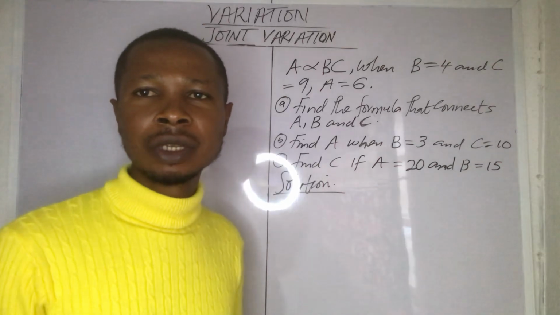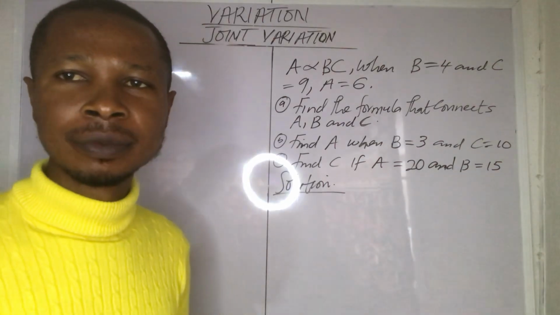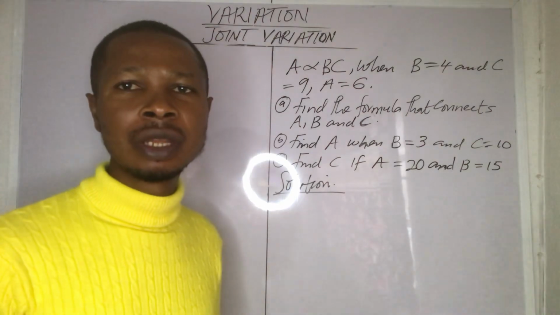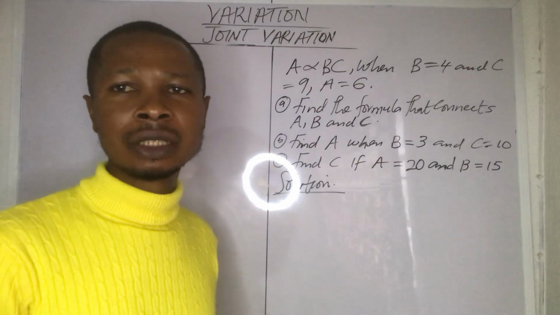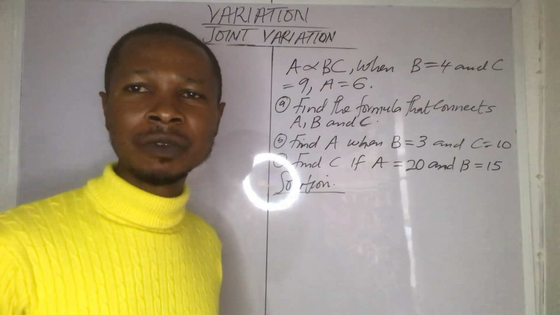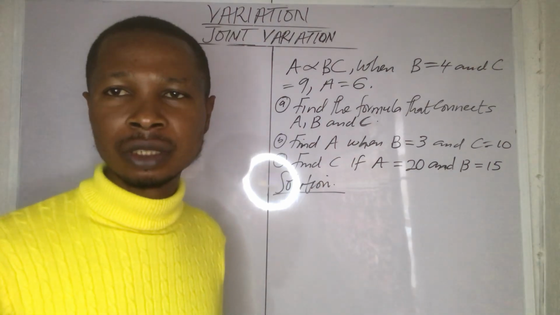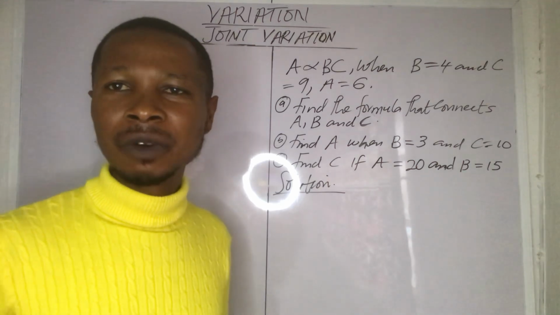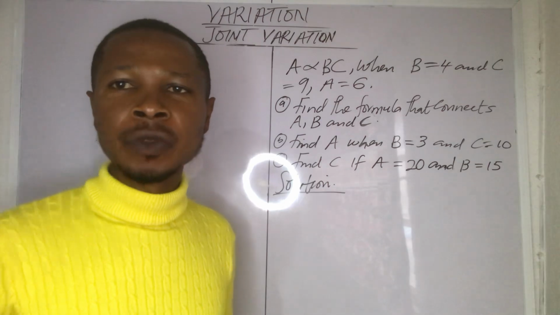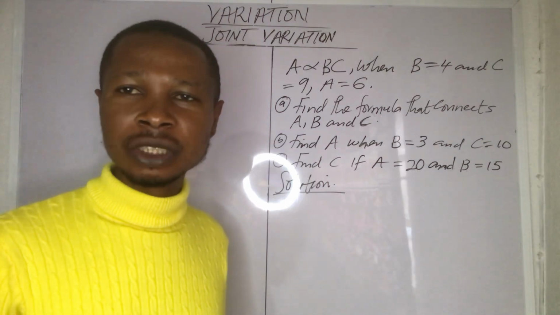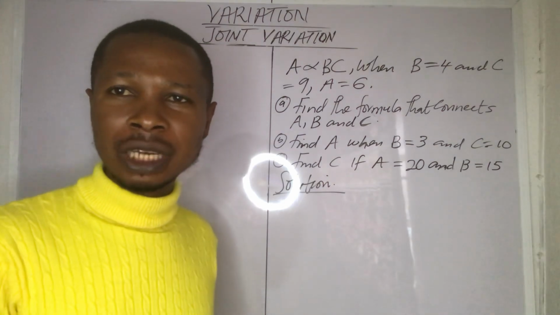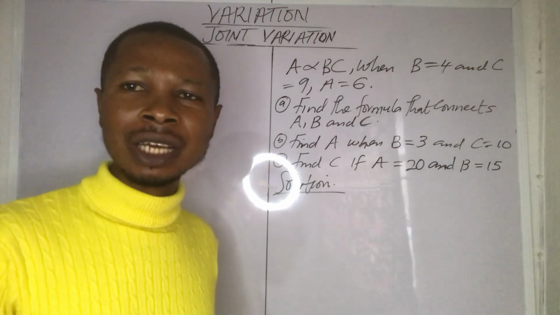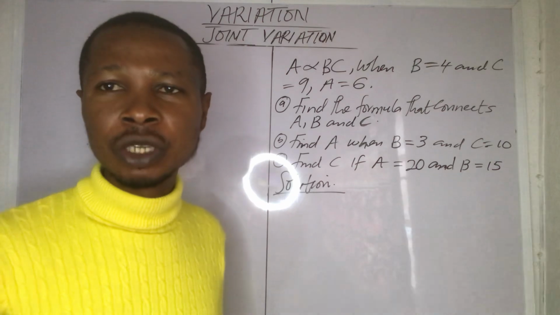In this class, we are looking at joint variation. Joint variation is the relationship between three quantities, such that one quantity can vary directly with two other quantities, or it can vary directly with one and inversely with the other.